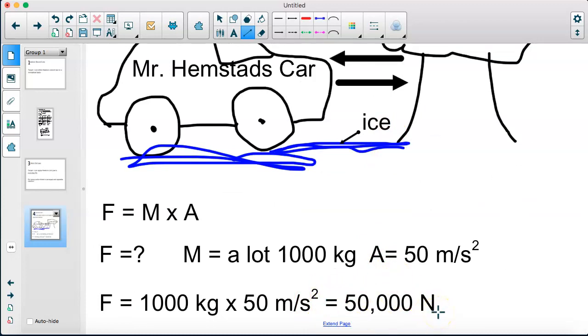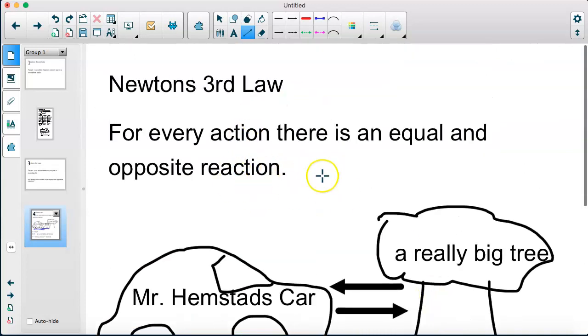And so, as you guys grow older and you start to drive cars, just remember, for every action, there is an equal and opposite reaction.